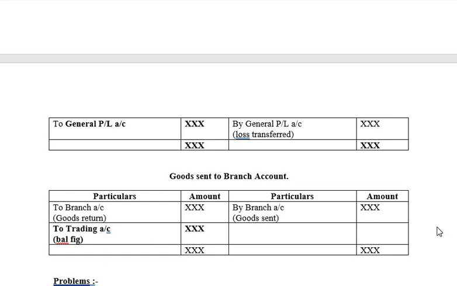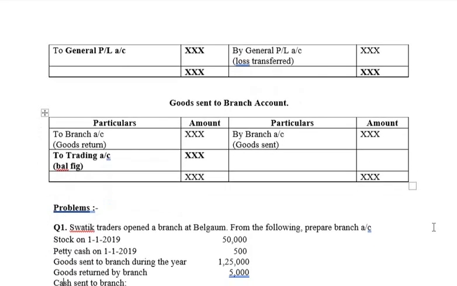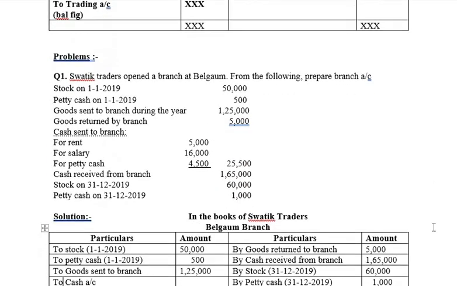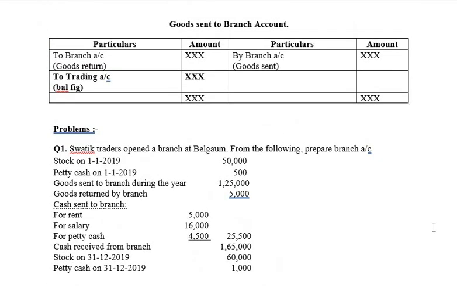We'll go for the problem. Let's look into one question. Now here in this problem, what it is saying is, Swastik Traders opened a branch at Belgaum. So the head office is Swastik. Swastik Traders is nothing but the main head office, and it has opened a branch at Belgaum. From the following, prepare the branch account. So with these details you've got to prepare the branch account.